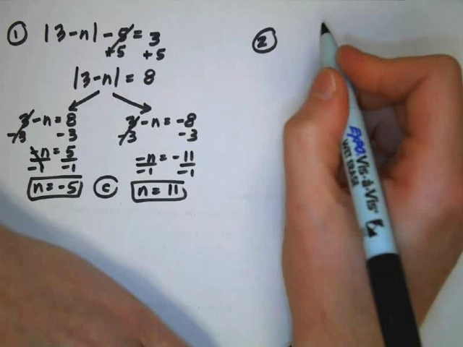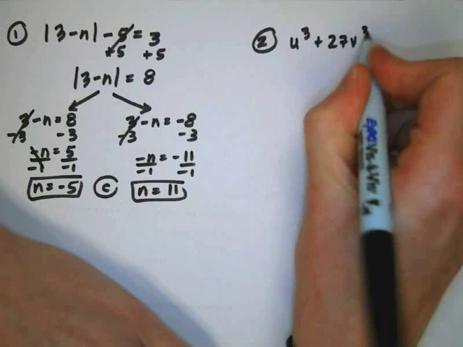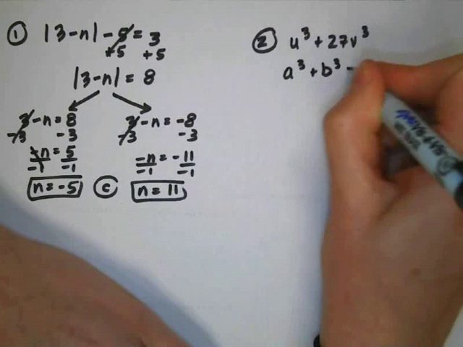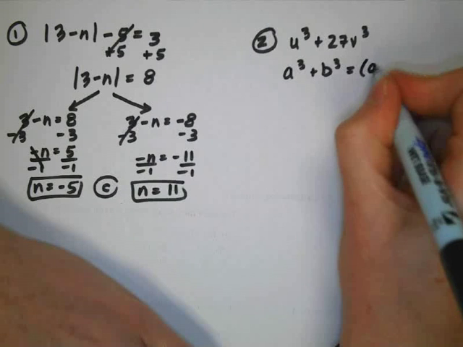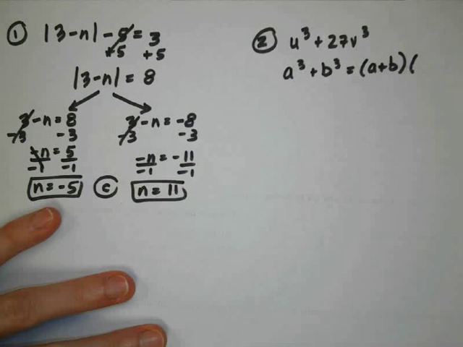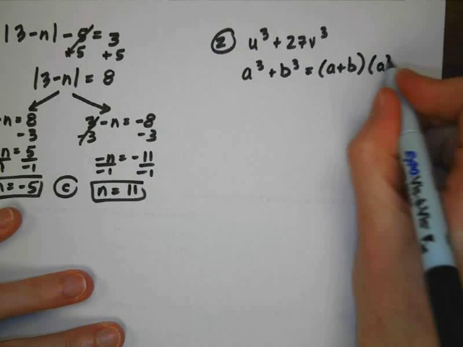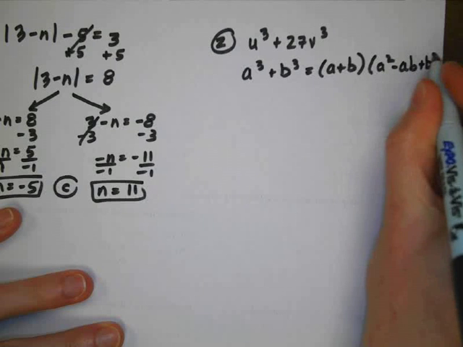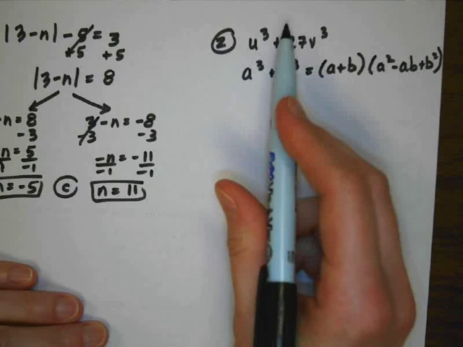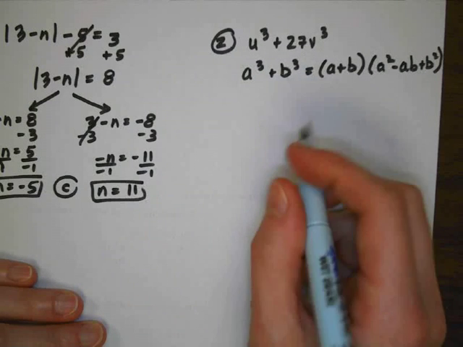Number 2, we've got u cubed plus 27v cubed. Okay, so I asked you all to memorize the sum and difference of cubes factoring. So the sum of cubes factors: a cubed plus b cubed equals a plus b times a squared minus ab plus b squared. So in this case, instead of a to the third power, we have u to the third power. Instead of b to the third power, we have 27v to the third power.